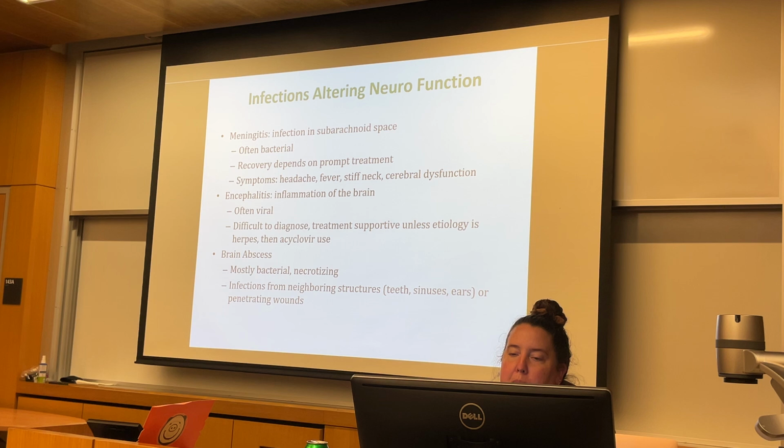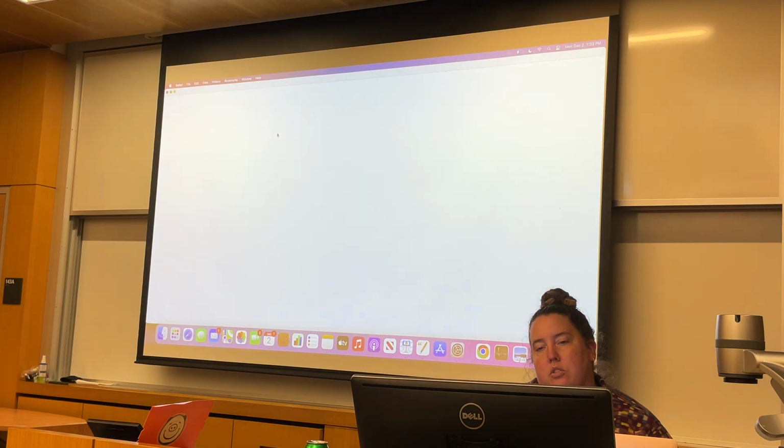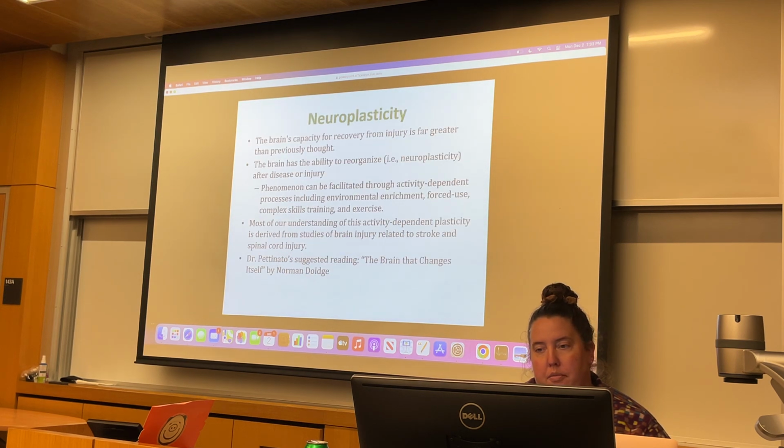Encephalitis is inflammation of the brain. It is often viral. It is difficult to diagnose. Treatment is supportive unless the etiology is herpes. Then acyclovir can be used. So if you know anyone who's ever had genital herpes, or you've had a patient who's had genital herpes, a lot of times they will take acyclovir to suppress the herpes. And that acyclovir can also be used for treating herpes on the brain, which sounds incredibly unfortunate.